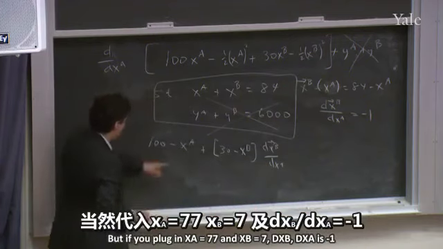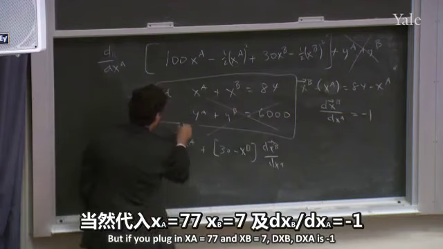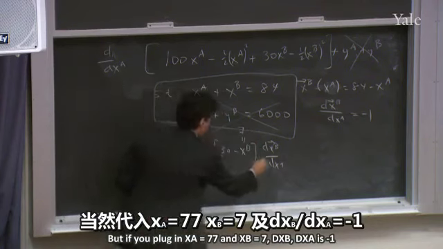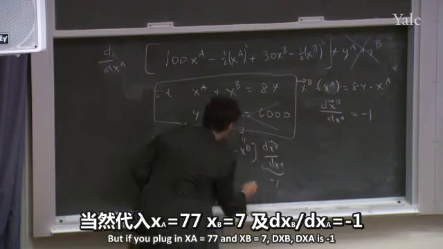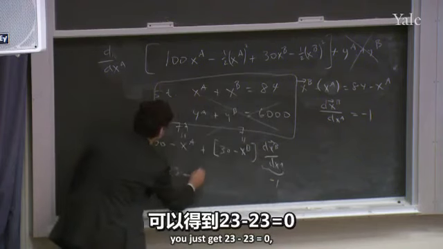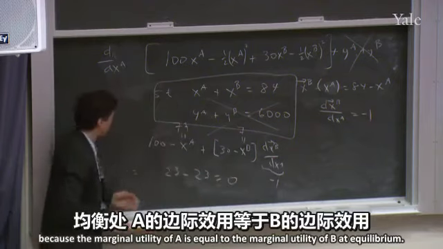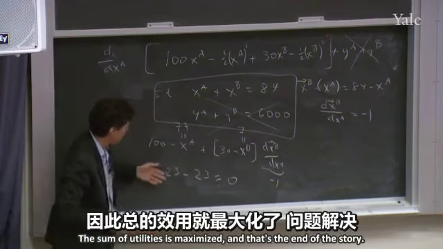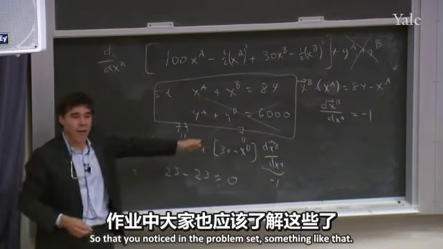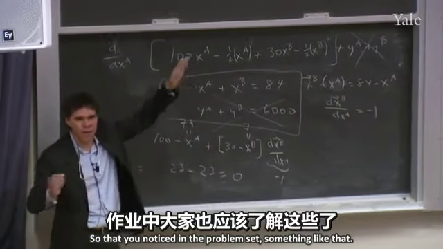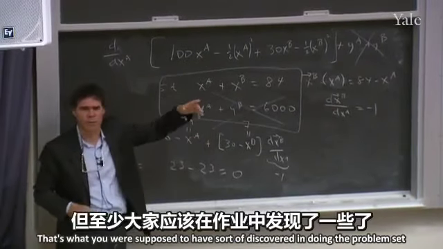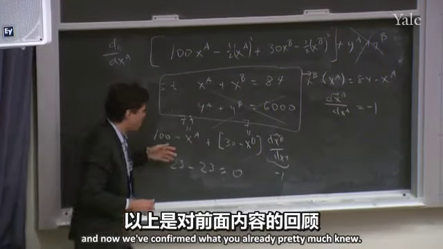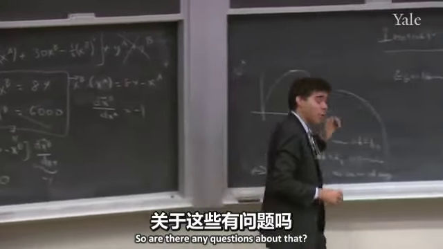So it's that. But if you plug in XA equals 77 and XB equals 7, dXB/dXA is -1, you just get 23 minus 23 equals 0. Because the marginal utility of A is equal to the marginal utility of B at equilibrium, the sum of utilities is maximized. And that's the end of the story. So you noticed in the problem set something like that. You may not have given exactly this argument. That was what you were supposed to have sort of discovered in doing the problem set, and now we've confirmed what you already pretty much knew. So are there any questions about that?